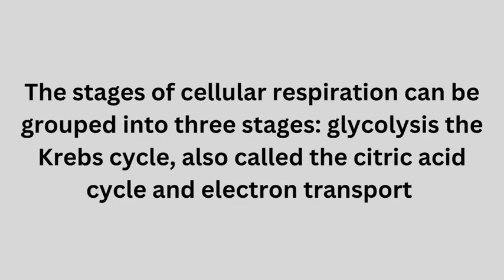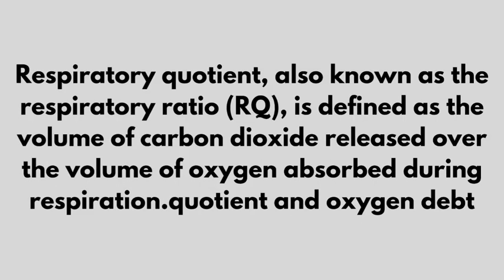Then, what are the stages of cellular respiration? The stages of cellular respiration are three. Number one, glycolysis, then the Krebs cycle, also called the citric acid cycle, and electron transport. So these are the three stages of cellular respiration.